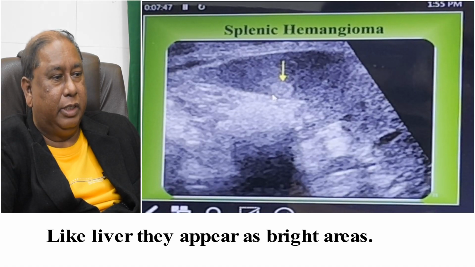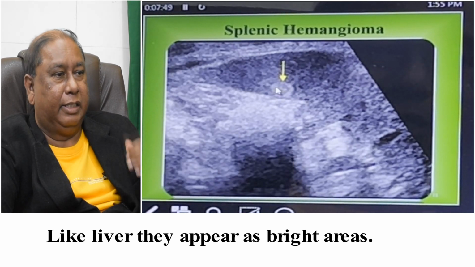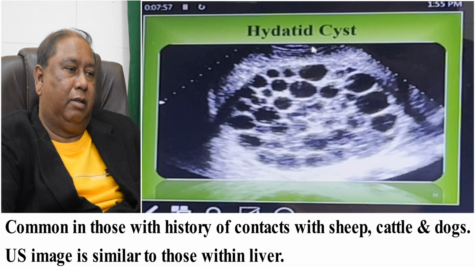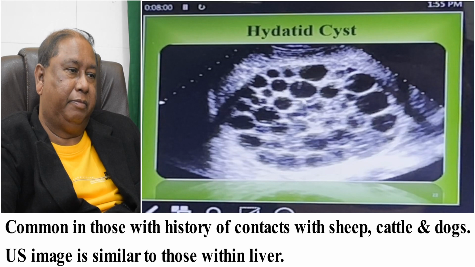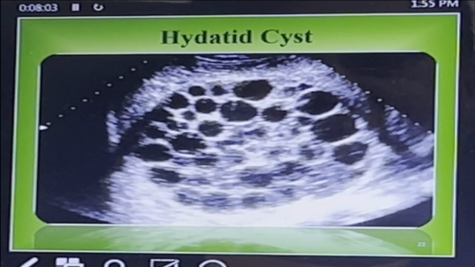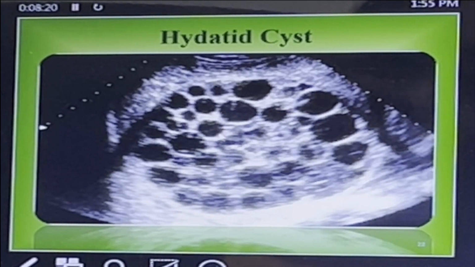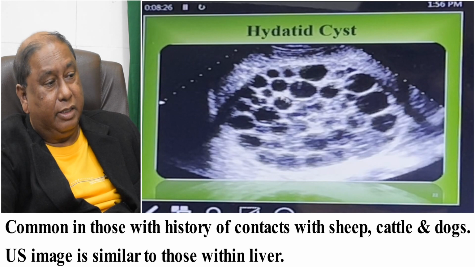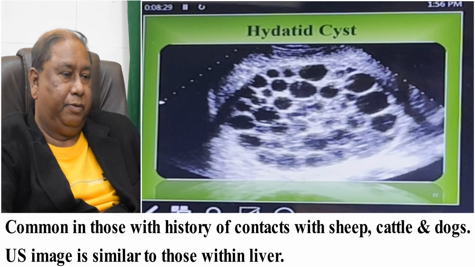Here are echogenic brighter areas. It is splenic hemangioma. What is this? What are you looking at here? Lots of cysts, full of small cysts all over the spleen. These patients have a history of cattle and dogs and sheep in the house. And you can see this type of picture in the liver also.